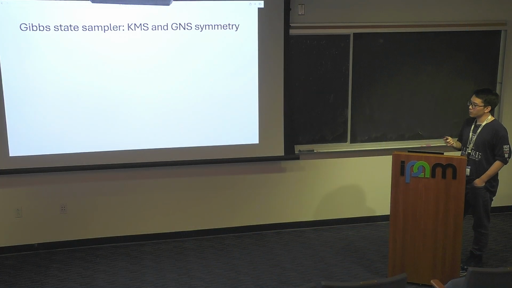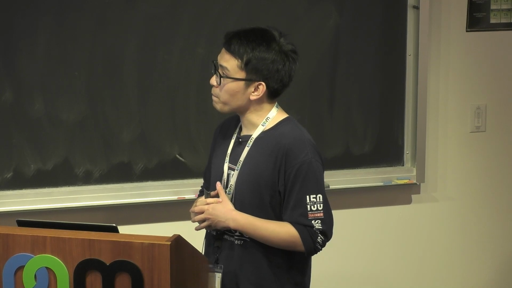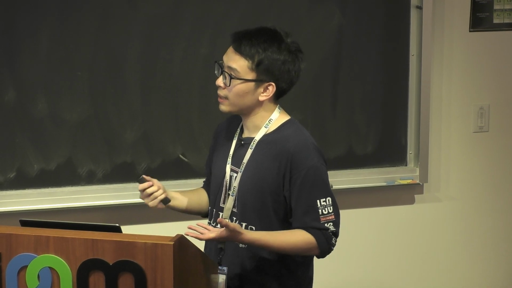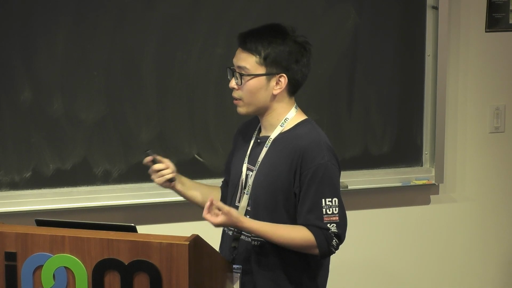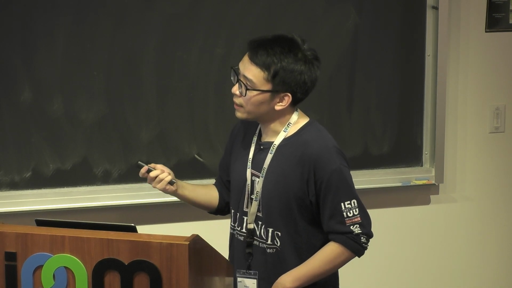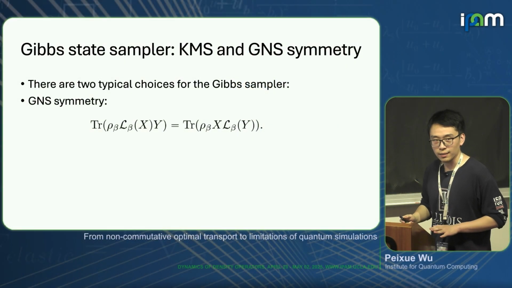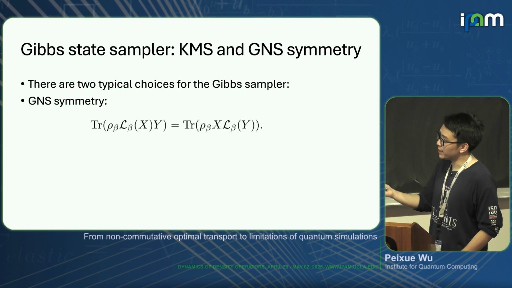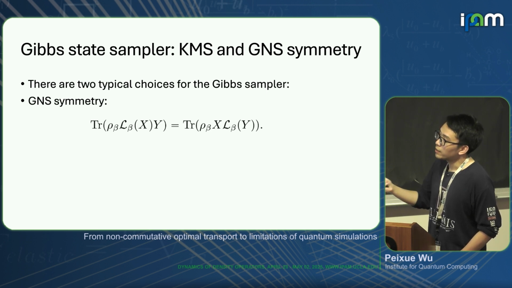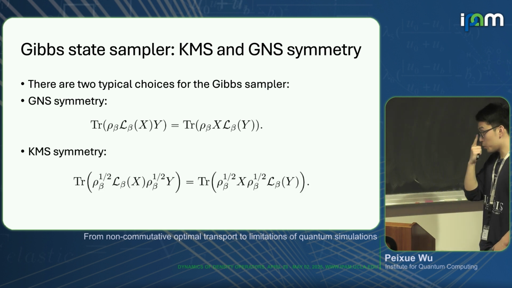What are the two candidates for this type of Lindbladian? You want to have some symmetry, to emulate the classical setting. In the classical setting, you always want a detailed balance condition so that it converges to the target state, and converges fast. In the quantum setting, there are two very different classes. The first is the so-called GNS symmetry, so you have to preserve this kind of symmetry. If you see this rho beta as the state, it is symmetric under it. The second one is this.